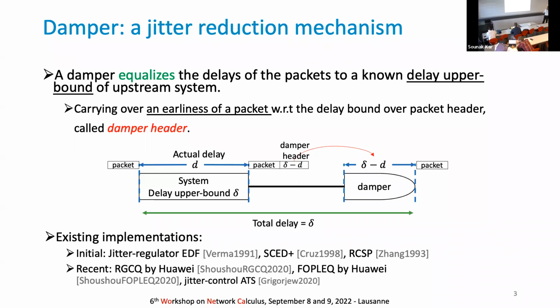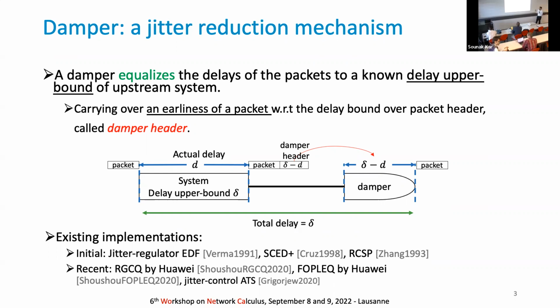And then what a damper does is it delays the packet as much as the value written in the damper header. So we can simply see that the packet experiences a delay d here and delta minus d. So in total it experienced as much as the delay bound of the upstream system.